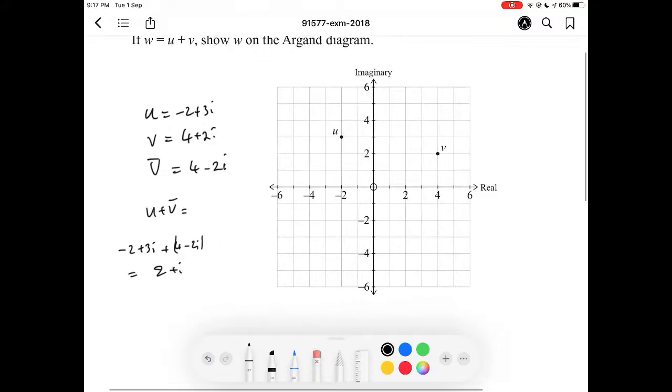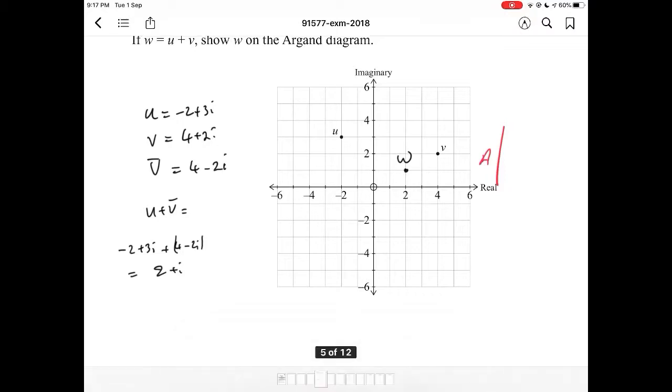So therefore, to find 2 plus i, we need to go to 2 on the real axis and 1 on the imaginary axis, which is right here, and that will be our w. Okay, and this is just an achieved level question here. Achieved level question. And question B.